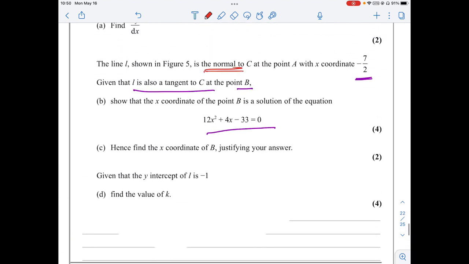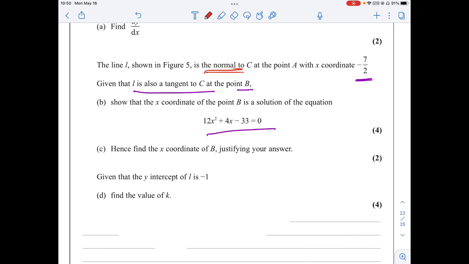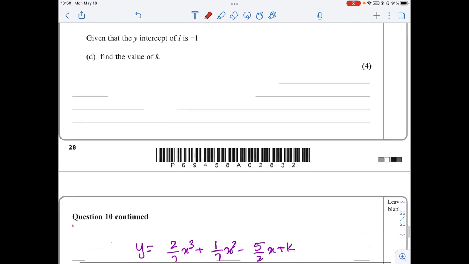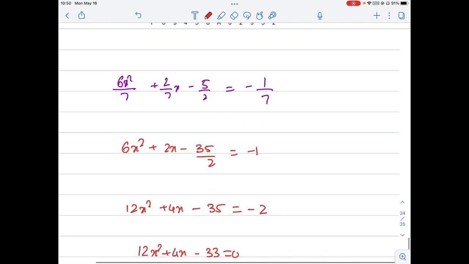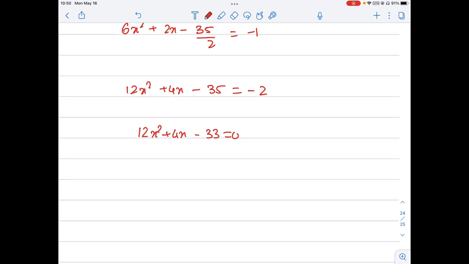Coming to part C, hence find the x coordinate of B satisfying your answer. So I have to find the x coordinate of B. So this is a quadratic. I have to factorize this quadratic. So it becomes 6x plus 11 times 2x minus 3 equals 0. That is for part C. So 6x plus 11 equals 0, so x is equal to negative 11 upon 6, and 2x minus 3 equals 0, so x equals 3 upon 2.